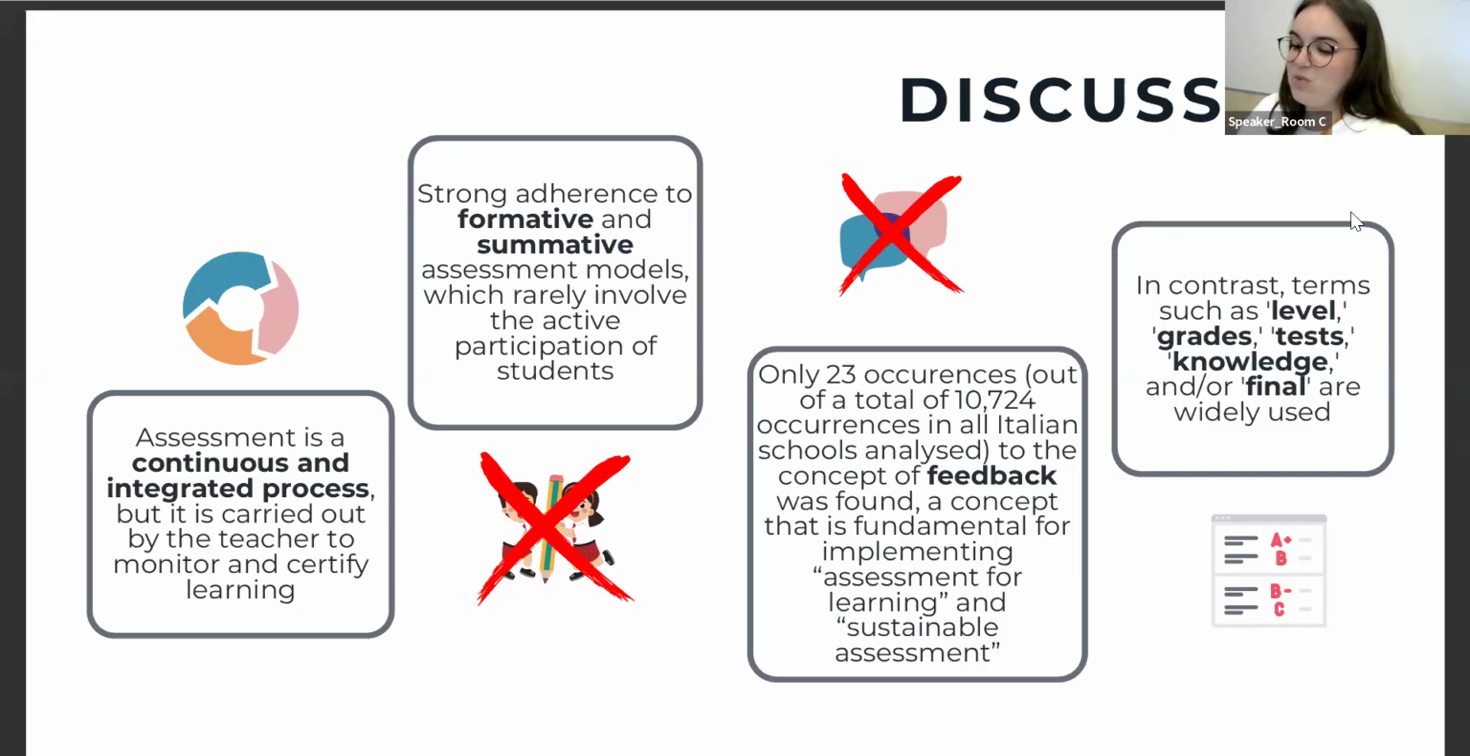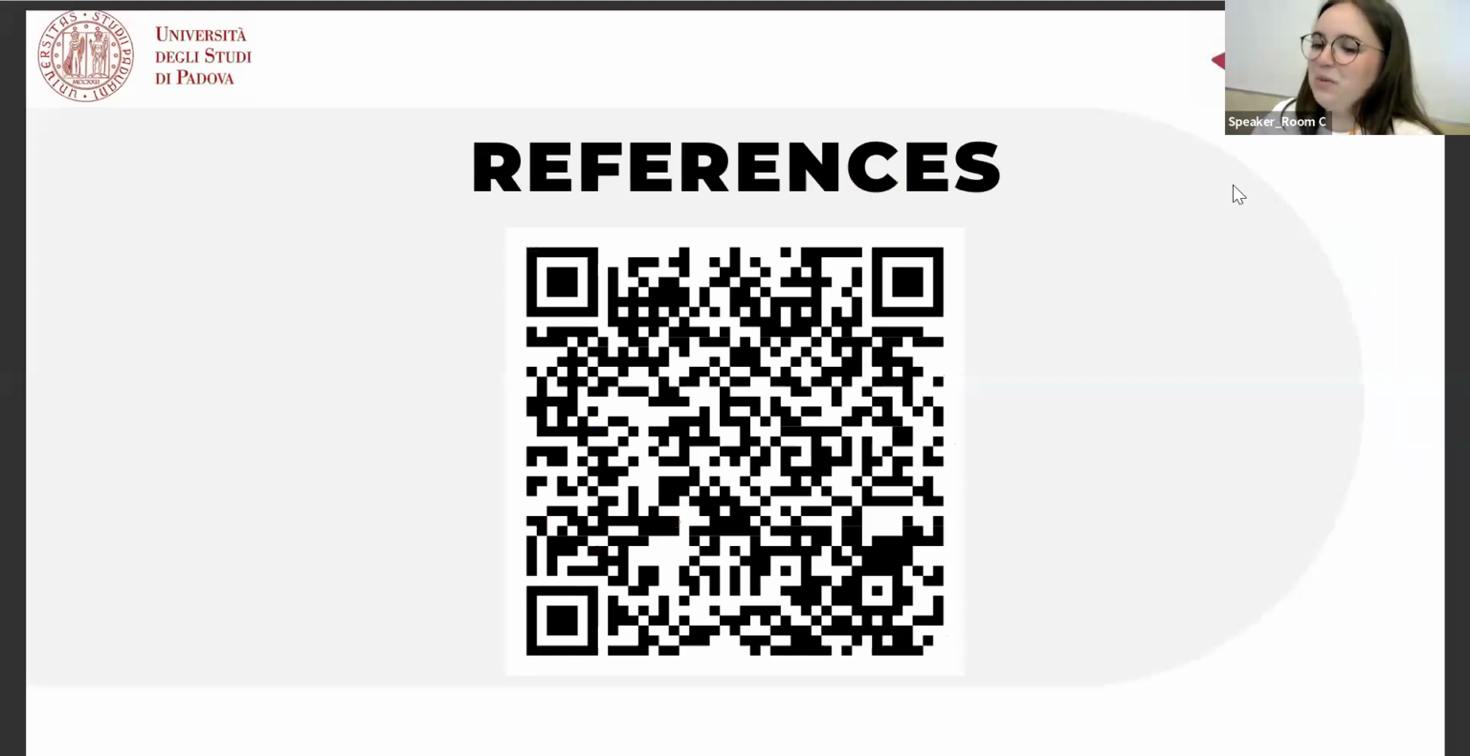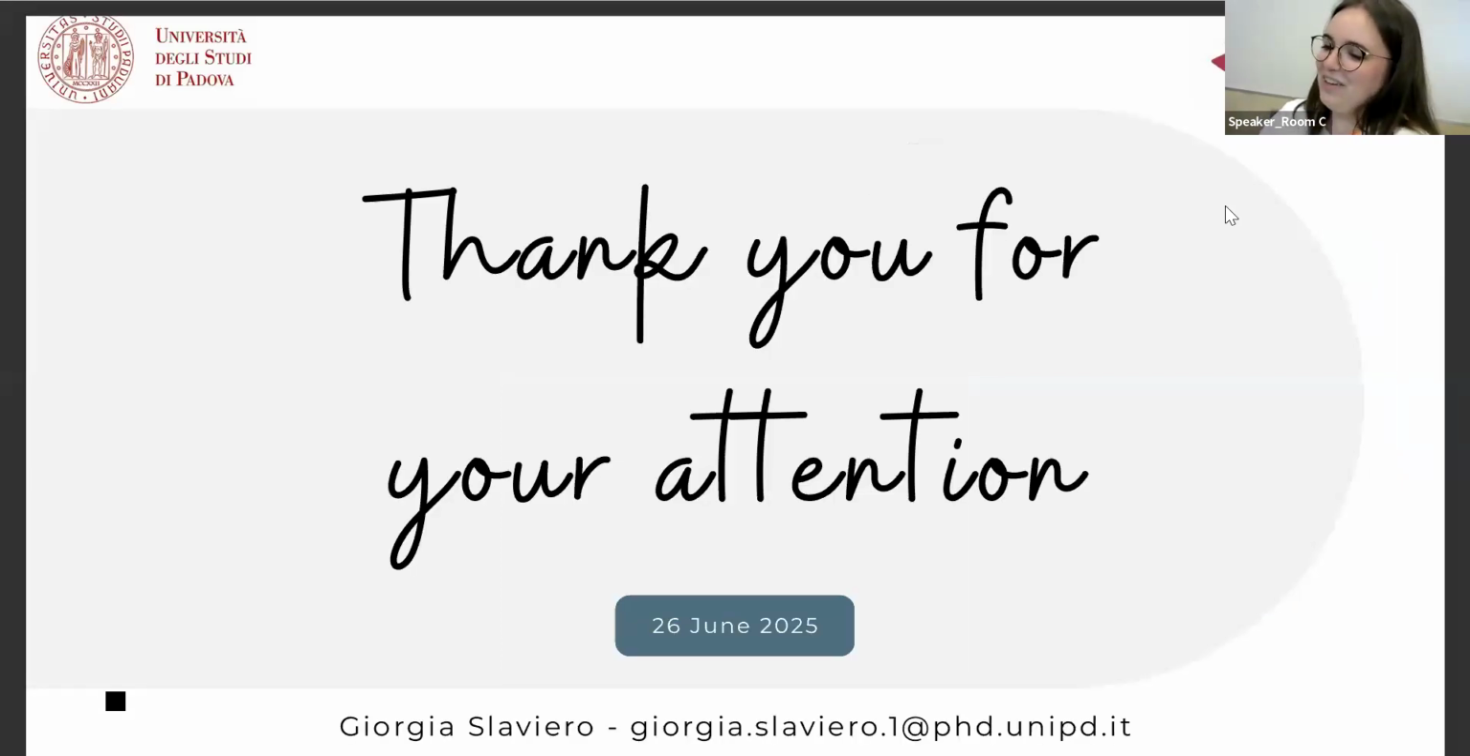of all the total occurrences, we have only 23 occurrences about feedback, like the narrative feedback. So it means that it's not a feedback that is used in the schools, but we know that it's fundamental for trying to create an assessment for learning or a sustainable assessment approach in our schools. In contrast, we have terms such as level, grades, tests or final assessment that are widely used in our documents. So here we are with the references, and thank you for the attention.